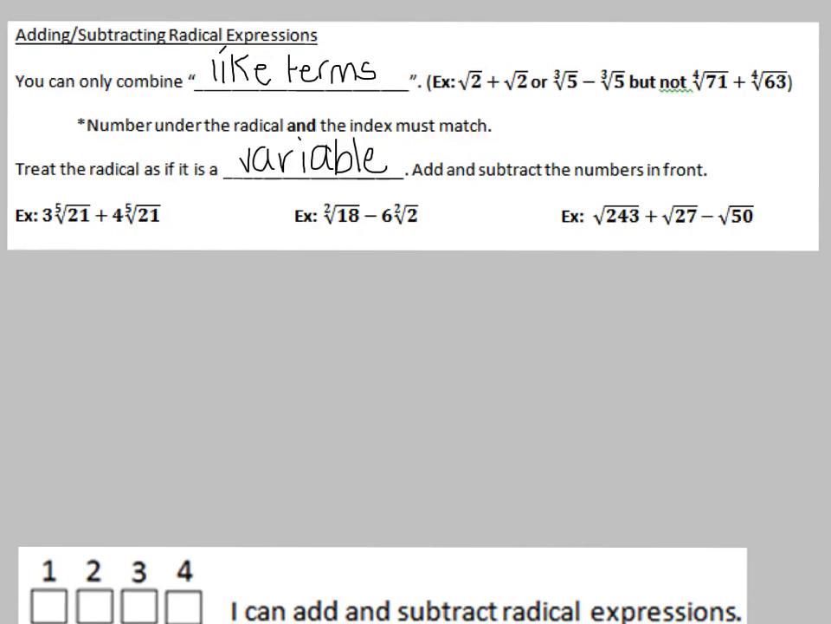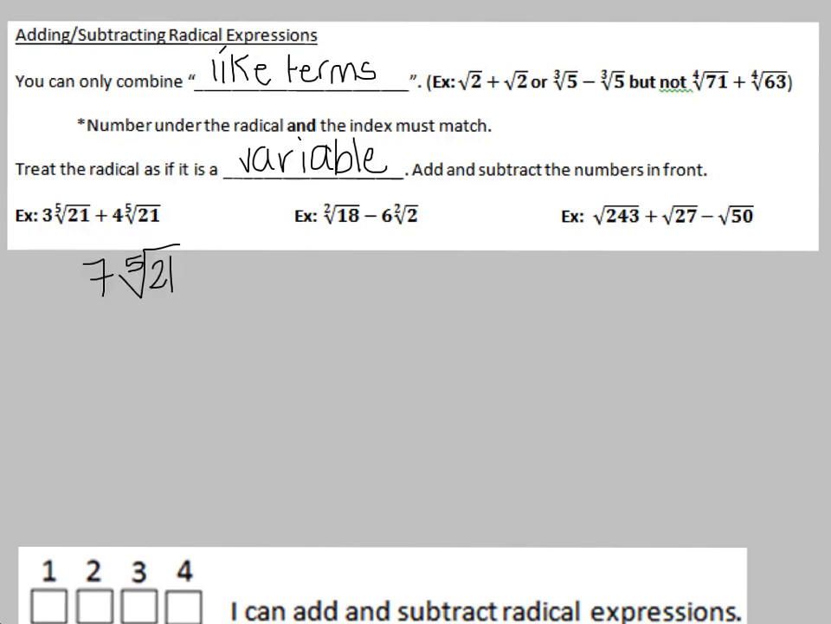Alright, so I'm going to work out these 3 examples, and then there'll be 3 examples for you to try. So in this first example, we see that we have the radicand the same, and we have the index the same. So I'm just going to combine the coefficients, and in this case we're adding them. So 3 plus 4 is 7 times the fifth root of 21. I kept the like term.